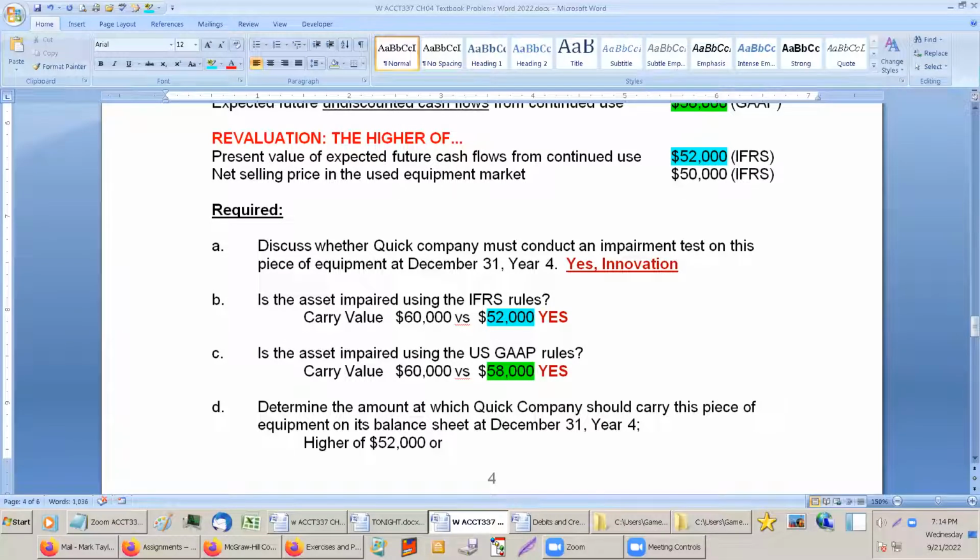So if they use it, what's it worth? If they sell it, what can they get for it? The higher of those two. And you might say, well, why don't they just take what the market, what they can sell it for? Well, they might be using it in such a way that they can make more money on it by keeping it. So the present value of the cash flows or whichever is higher.